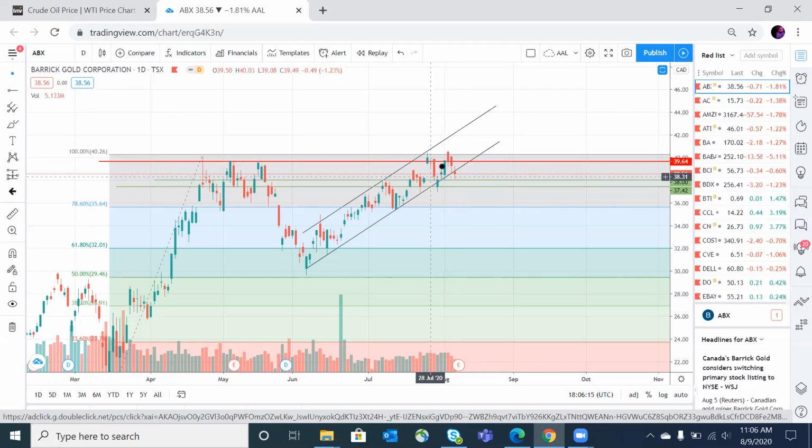So this can be the ultimate target, from 38.56 to a maximum of 40, which is $1.5. So that is the target. But if it sustains a level of 40 at this point of time and gives a closing above that level, this will be a good entry point.